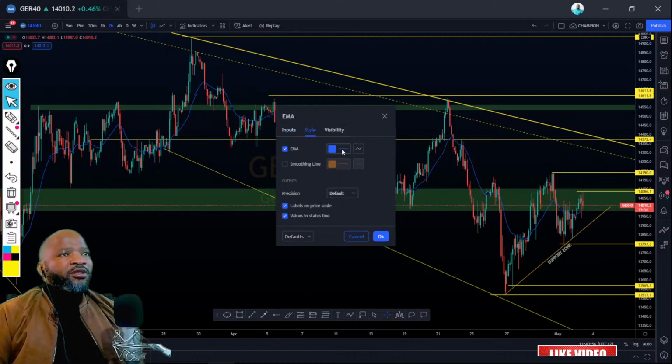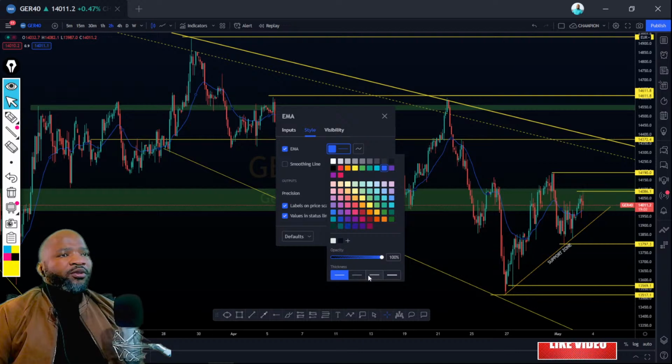My other screen here just went off. Let me make it a bigger line like this.